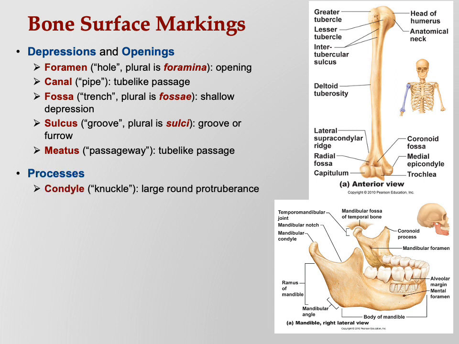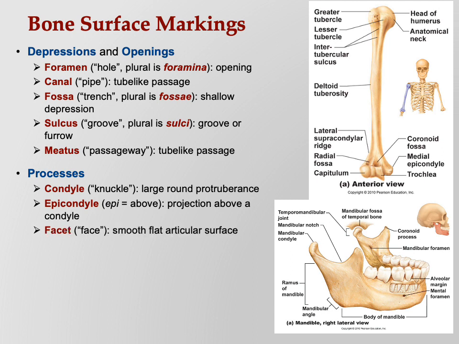And then processes, a condyle means knuckle, so that's a large round protuberance. An epicondyle, epi, whenever you see epi, get used to this prefix. It means above or on top of. So an epicondyle is the projection above the condyle. A facet, root word means face, so it's a smooth, flat surface. Articular means forming a joint. A lot of facets form joints.